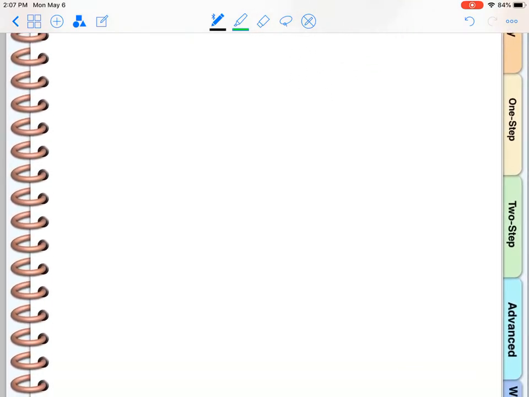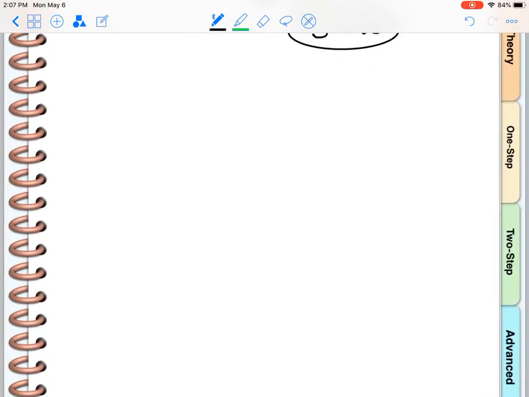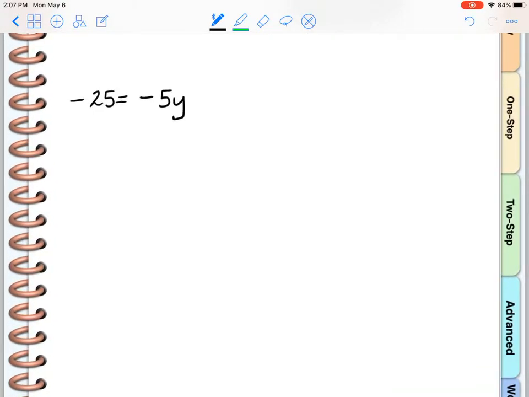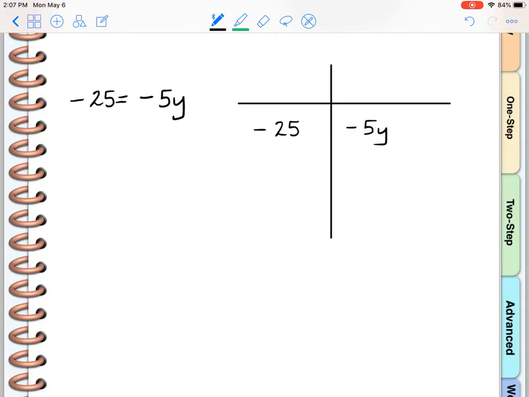But okay, the next one, we have a negative 25 equals negative 5y. Okay. Be careful always with negatives. Those are special cases that you have to take seriously. Slow down and do them carefully. So negative 25 equals negative 5y. So y is variable. This is the constant.